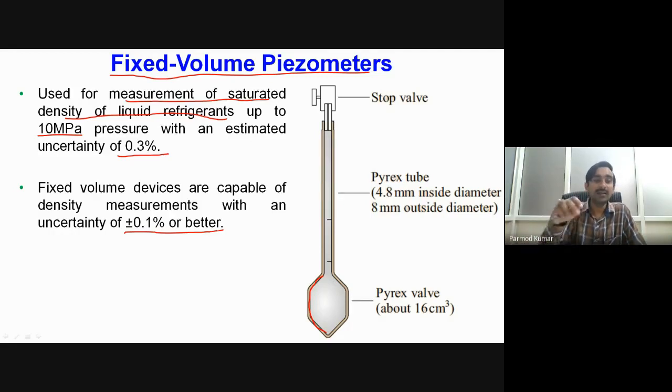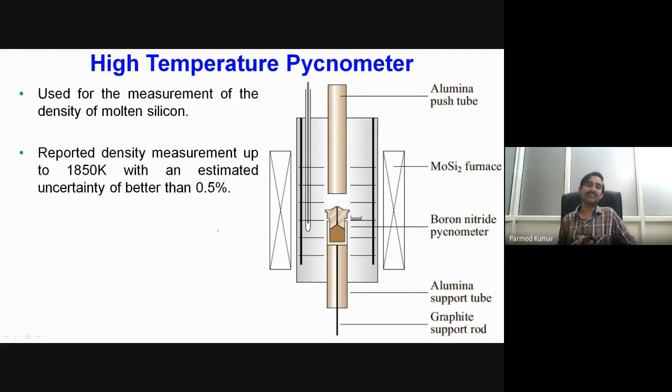Then another type of density measurement device we are having over here is known as the high temperature pycnometer. This high temperature pycnometer is particularly used for measuring the density of liquid metal. So the device shown over here is employed for measurement of density of molten silicon, and whatever the reported density measurement is, it is done up to the temperature limit of 1850 Kelvin and with an estimated uncertainty of 0.5% or better.